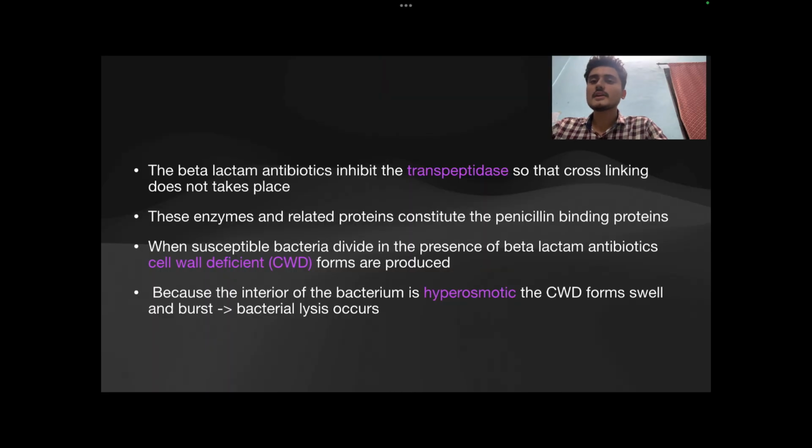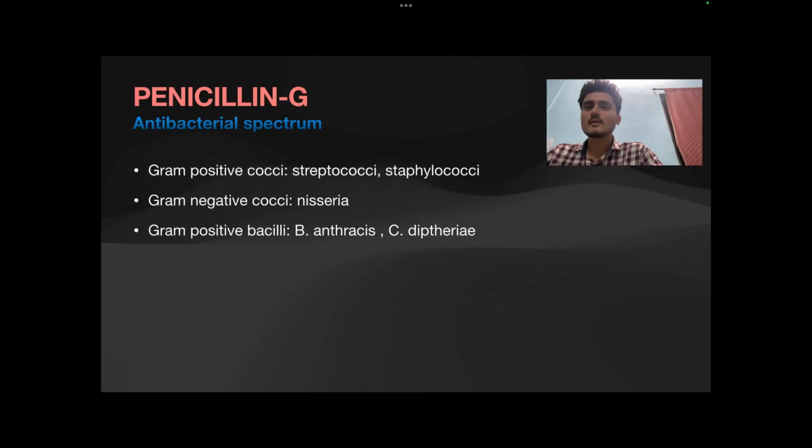The beta-lactam antibiotics inhibit the transpeptidase so that cross-linking does not take place. These enzymes and related proteins constitute the penicillin binding proteins. When susceptible bacteria divide in the presence of beta-lactam antibiotics, cell wall deficient forms are produced. Because the interior of the bacteria is hyperosmotic, the cell wall deficient forms swell and burst, producing bacterial lysis.